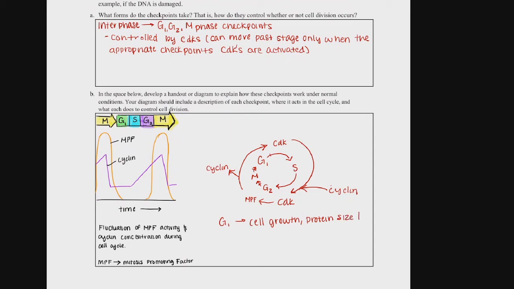Size increases. And then G2, or in S phase, sorry, S phase is next. The cell copies the DNA and produces the two sister chromatids and replicates nucleosomes. This is where it copies its DNA. And then finally, G2 is further cell growth.